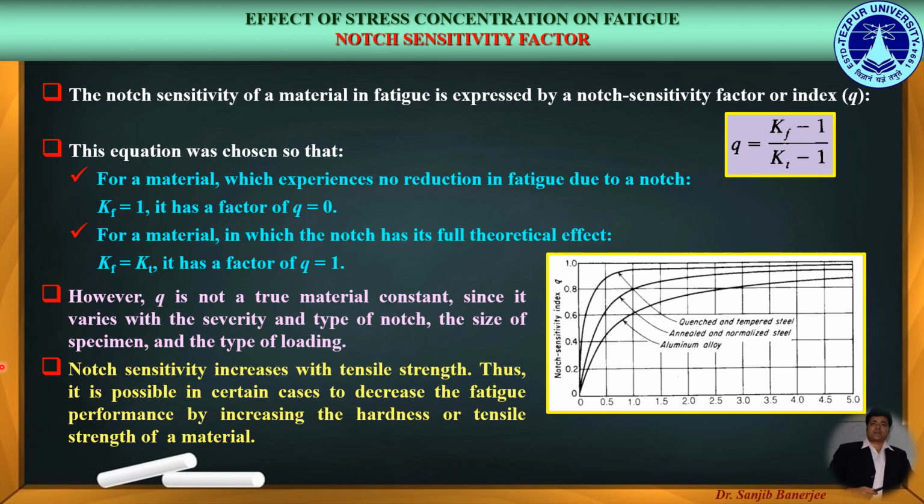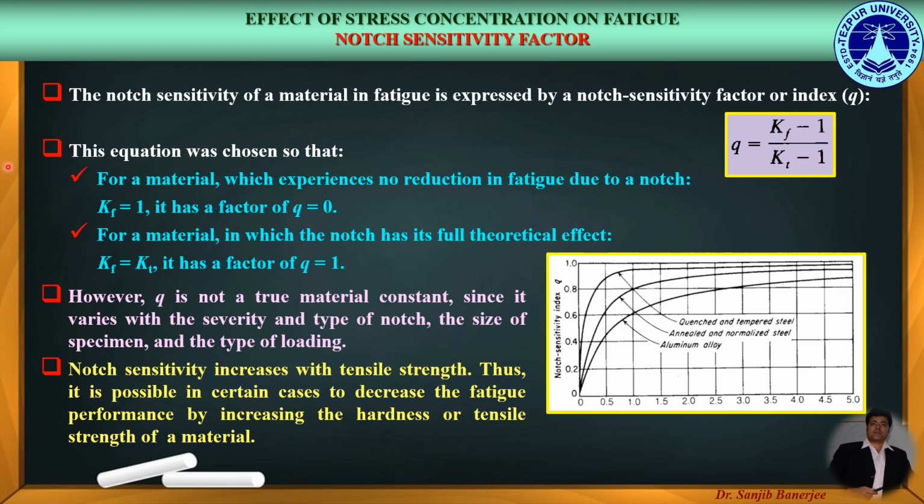Regarding the effect of stress concentration on fatigue, lastly, we come to the notch sensitivity factor. Now the notch sensitivity of a material in fatigue is expressed by a notch sensitivity factor or index, which is denoted by Q and which is represented by this particular equation, that is Q equals Kf minus 1 divided by Kt minus 1.